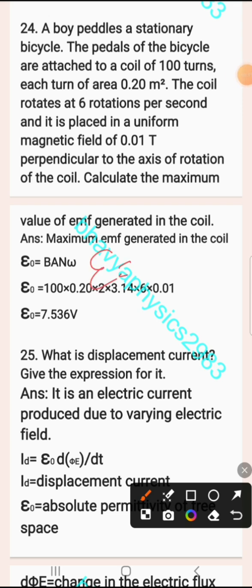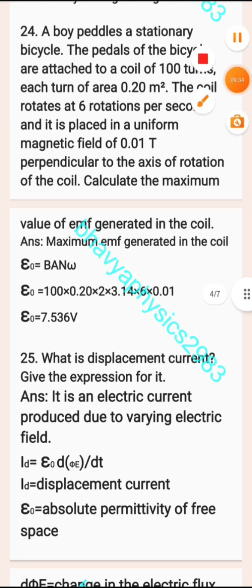EMF generated can be written as B, magnetic field, area, number of turns in the coil, and omega, that is angular velocity or angular frequency, and sine theta. See here, it is given that the uniform magnetic field is perpendicular to the axis of rotation of the coil. How the coil is placed, it is perpendicular to the magnetic field. Therefore theta is 90 degrees. Theta is 90 degrees means it is maximum EMF.